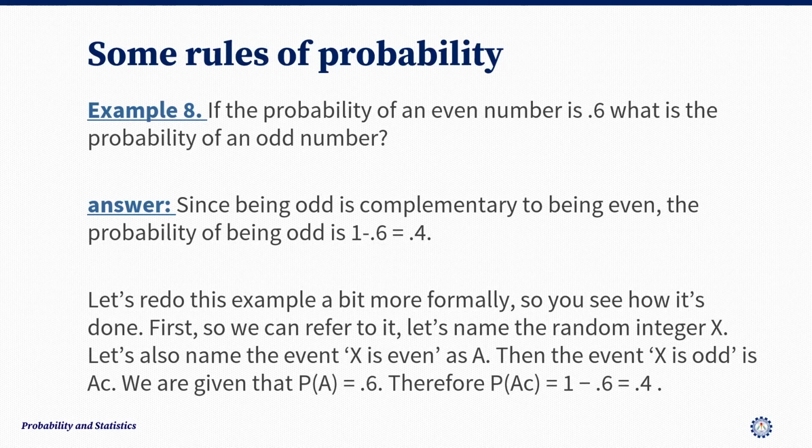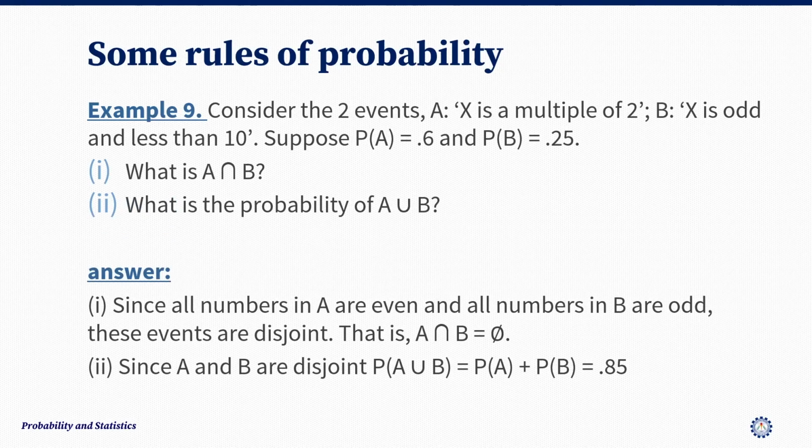Okay, so let's redo this example a bit more formally so you see how it's done. First, so we can refer to it, let's name the random integer x. Let's also name the event x is even as A. Then the event x is odd is A complement. We are given the probability of A. Therefore, the probability of A is equal to 0.6. Therefore, the probability of A complement should be equal to 1 minus 0.6, which is the probability of A. So the probability of A complement will now be equal to 0.4.